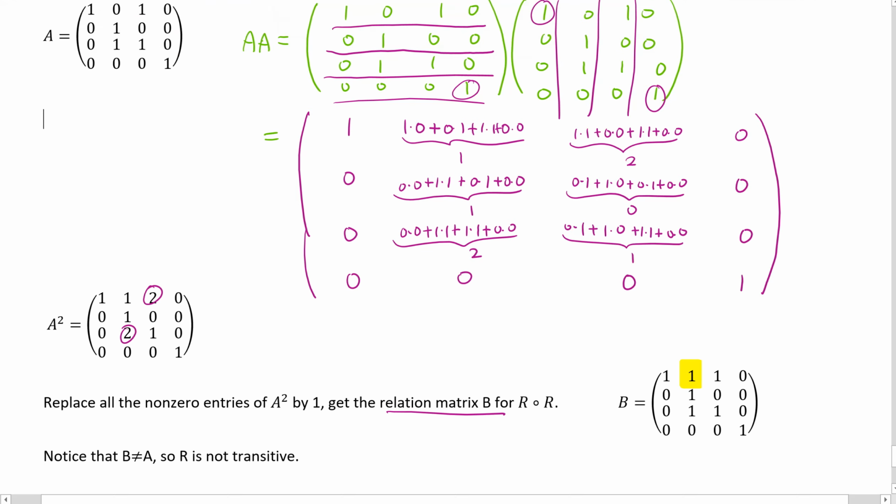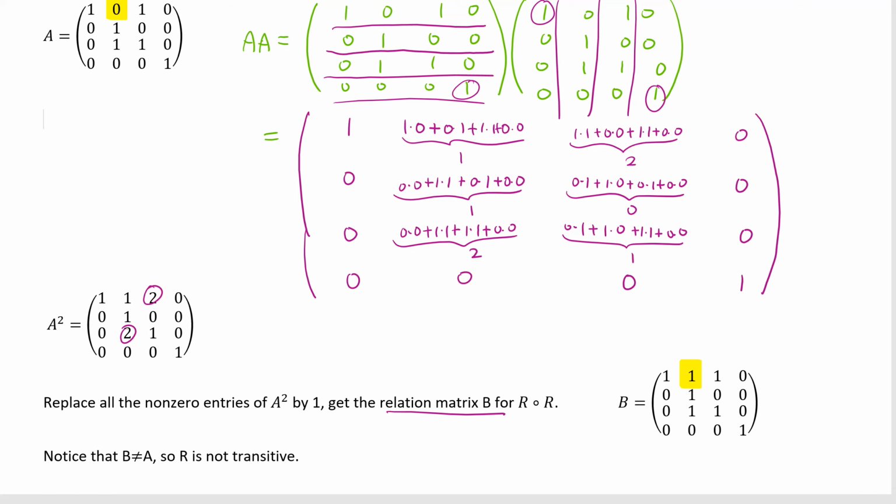Do you realize? This is what I highlighted here. Do you see this entry? It was 0, but now it's 1. All the other entries are the same except this one. But because one entry is different, we know those two matrices are different. So we can say R is not transitive. So far, so good, everybody.